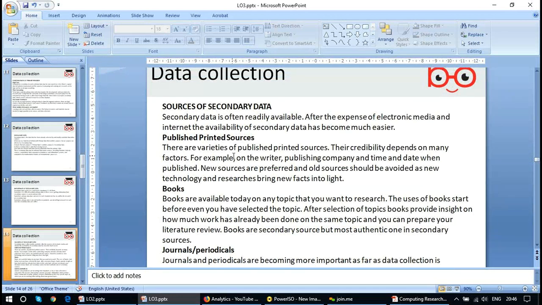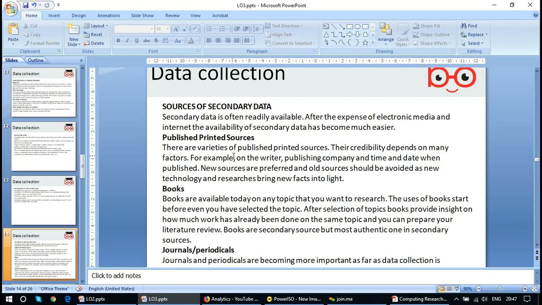Now, sources of secondary data. The secondary data is often readily available. After the expansion of electronic media and internet, access to secondary data has become much easier. So after the electronic media, you just click on it, you download it. You get the subscription from the IEEE journals, the different other journals, conference papers. You just buy it and read it and refer to it.